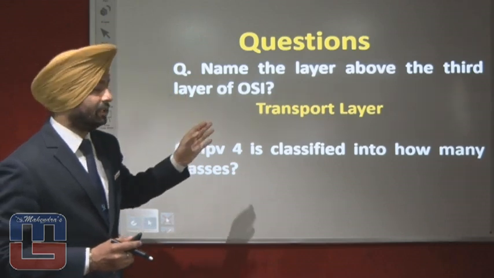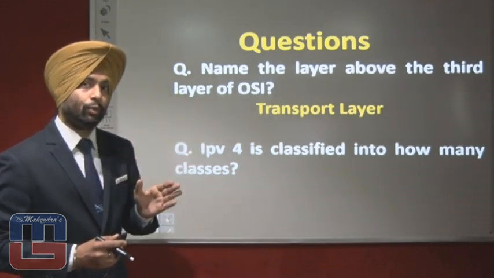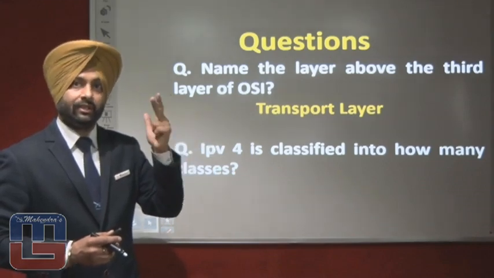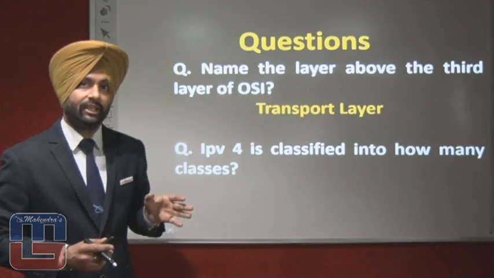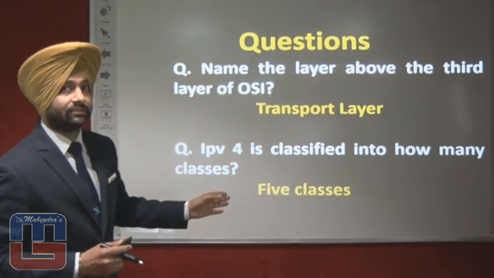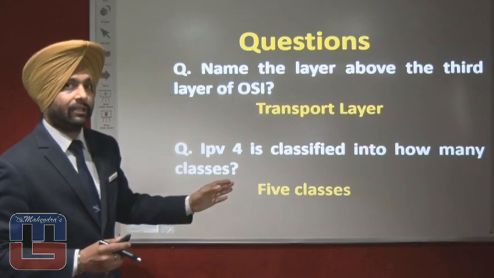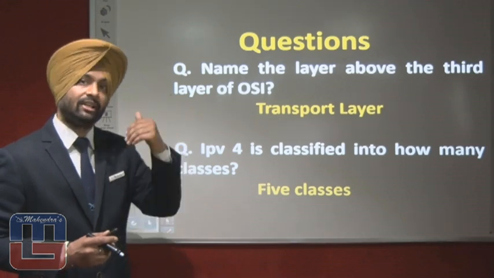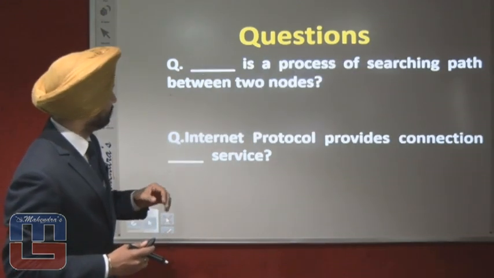IPv4, or IP version 4, is classified into how many classes? We have seen it. Class A, B, C, D. How many classes? Yes, it's 5 classes. The IPv4 is classified into 5 different classes: Class A, Class B, Class C, Class D, and Class E. Okay, let's see what we have next.